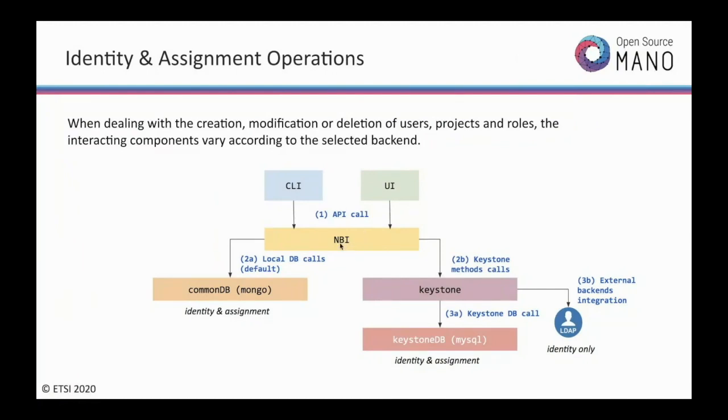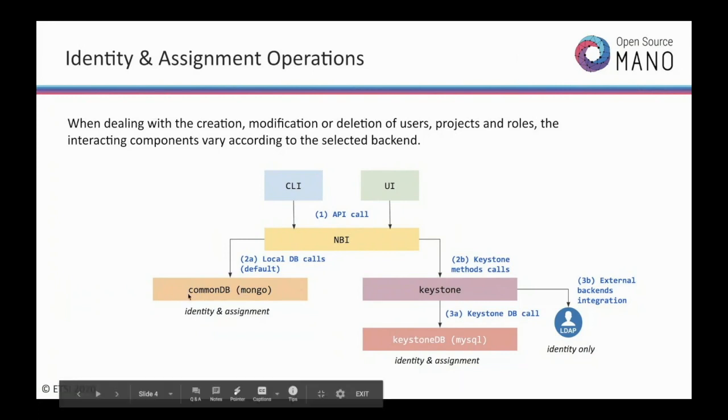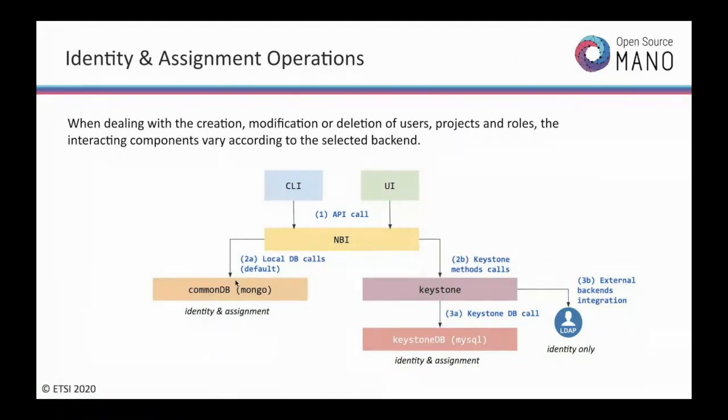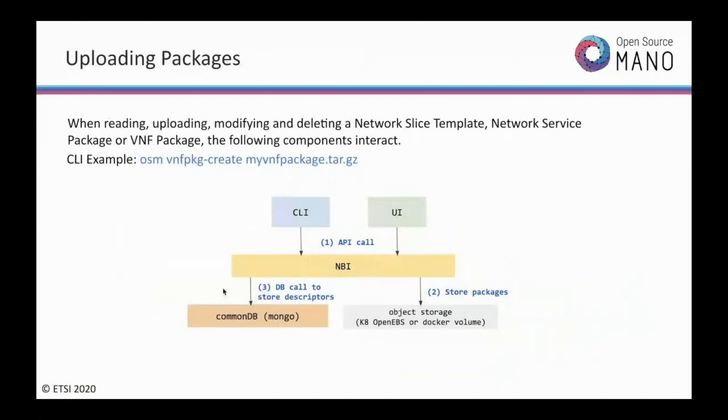And then if we are using the default configuration of the system, which is an internal backend for identity and assignment, then all of this identity information is stored in a common database, which is provided by Mongo. So the system can go and ask for the privileges and the users there in that database.